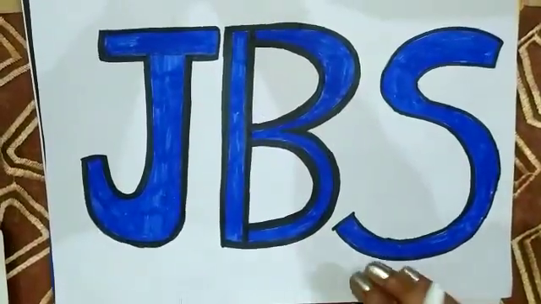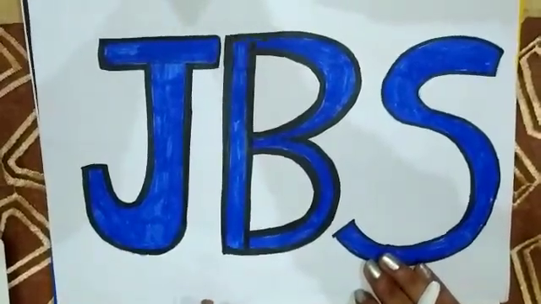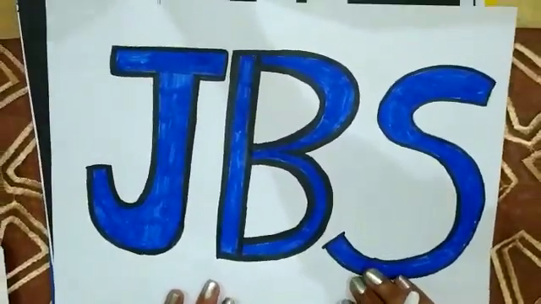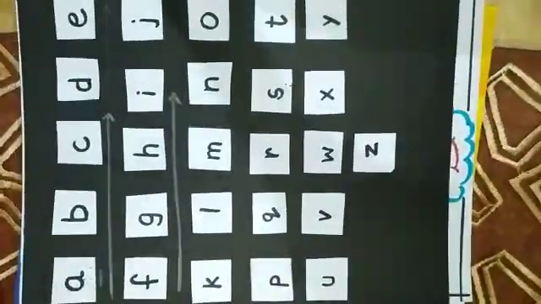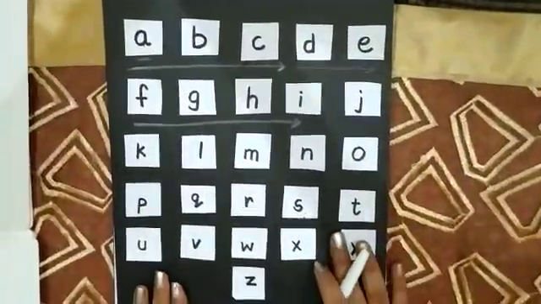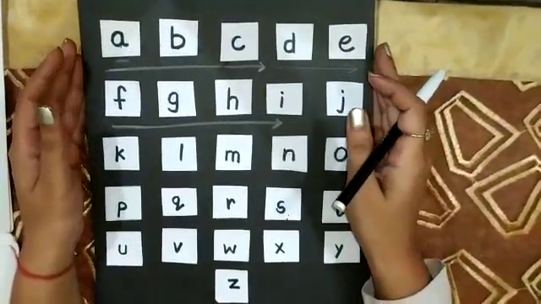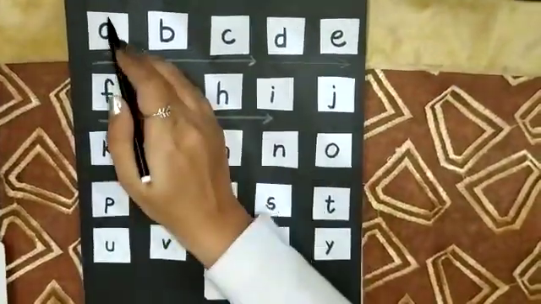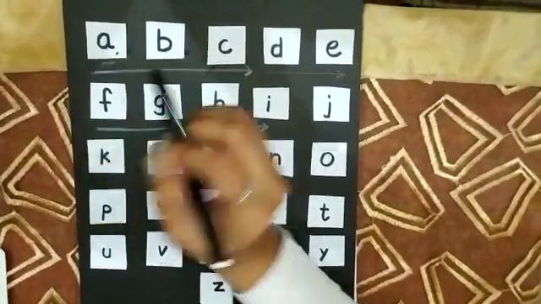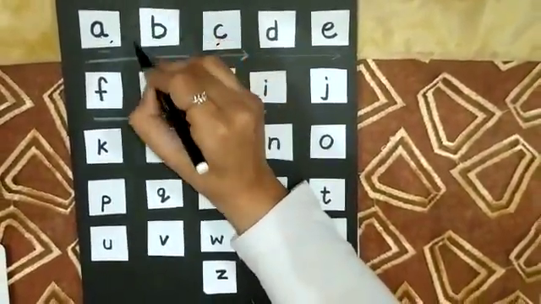Hello kids, now I have come up with the next topic, that is what comes between the given letters. Now see the chart of alphabets once again. In this I will explain what comes between the given letters. Suppose here it's written A and here it's written C. Here nothing is written over here.